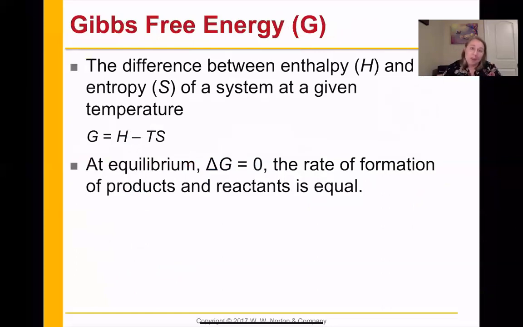We have to calculate Gibbs free energy. Gibbs free energy is the difference between the enthalpy and the entropy of a system at a given temperature. But we really can't measure these absolute values. So instead of looking at absolute values, we're going to look at the change in each of these values when we have two different conditions.